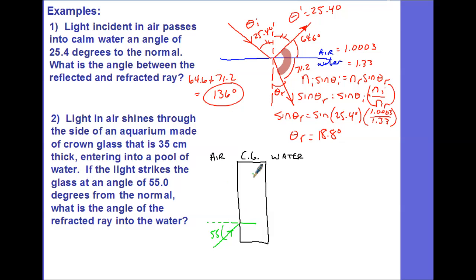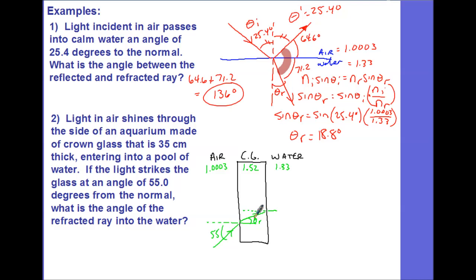When it goes from air into crown glass, well, I know air is 1.0003. Crown glass, I could look that up in the previous tables, so 1.52. In water, that one I sort of memorized, 1.33. Light slows down when it goes from air into crown glass quite a bit, actually, and I know that from the large difference in the indices of refraction, so it's going to bend quite a bit, and so I'm looking for that angle. I'm going to call that theta r.